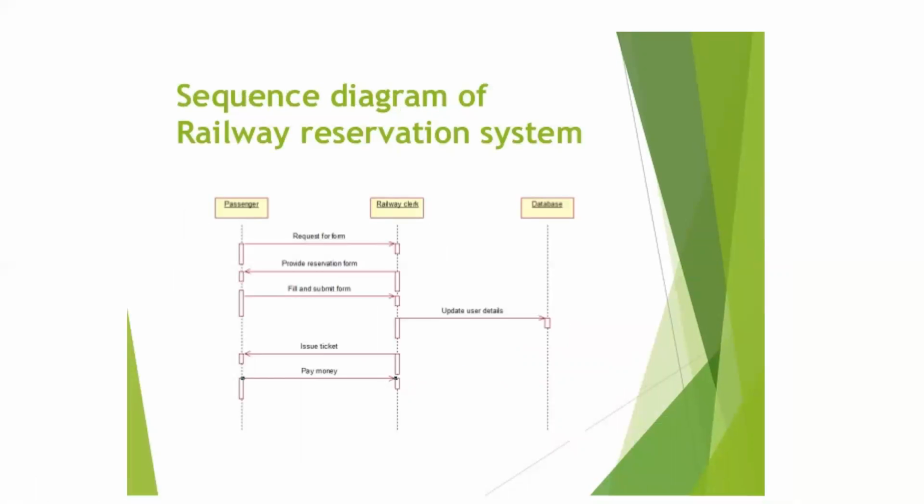So this is an example of a sequence diagram for a railway reservation system. The entities or objects that we have here are the passenger, railway check and database. These are the lifelines of the three objects, and the activation bar shows at what time each is present. These are the messages that are passed between these objects.